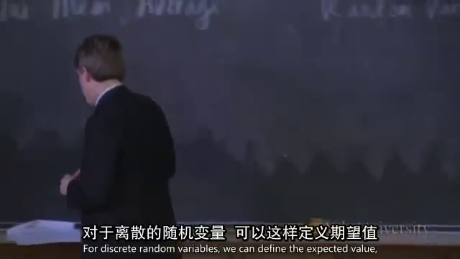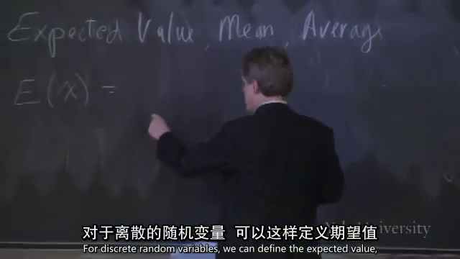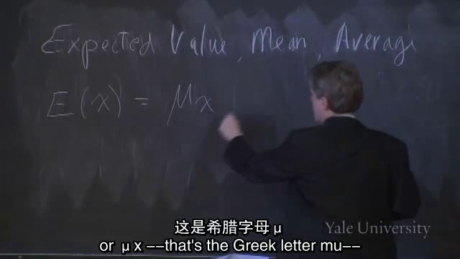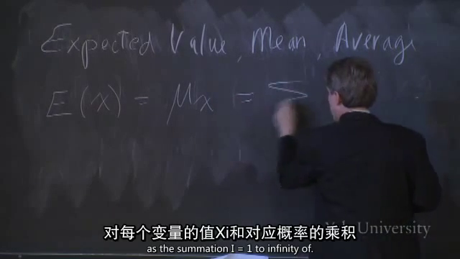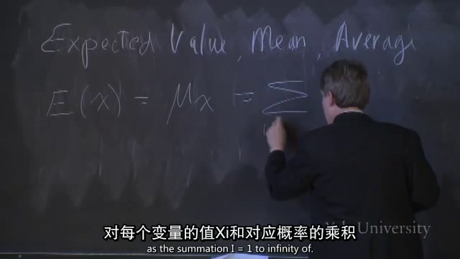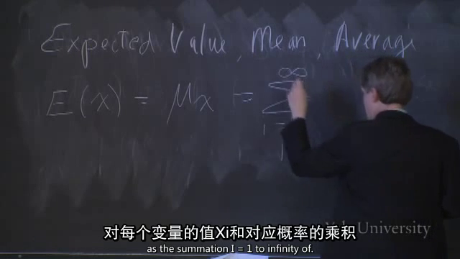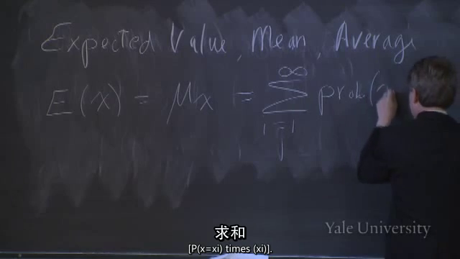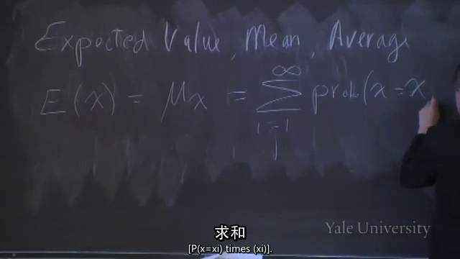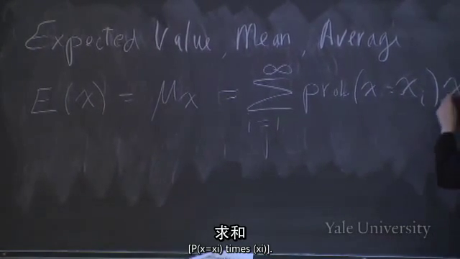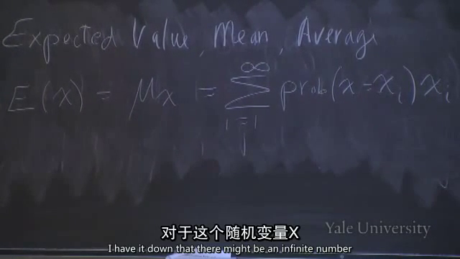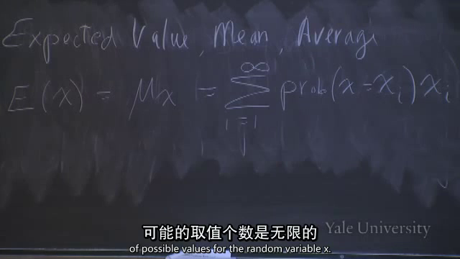For discrete random variables, we can define the expected value, or mu sub x, that's the Greek letter mu, as the summation from i equals 1 to infinity of the probability that X equals x sub i times x sub i. All right? So I have it down that there might be an infinite number of possible values for the random variable X.